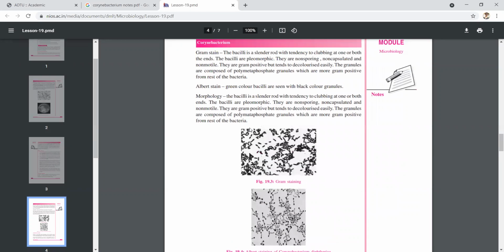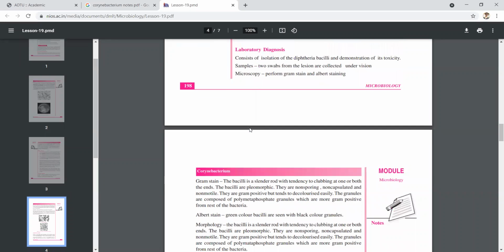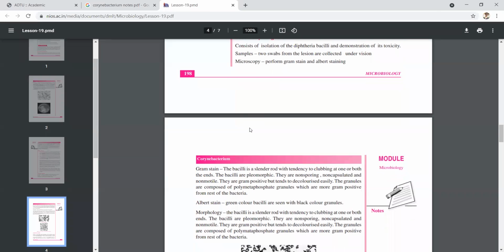Now, the lab diagnosis. How are you going to diagnose this disease? To diagnose this disease, we need to first of all collect the sample. Depending upon the part of infection, if the symptom seen is a respiratory tract infection, then you collect swabs from those areas. Then you can also collect swab from the lesions if it's a cutaneous infection. So depending on the area of the infection, you will be collecting the samples.